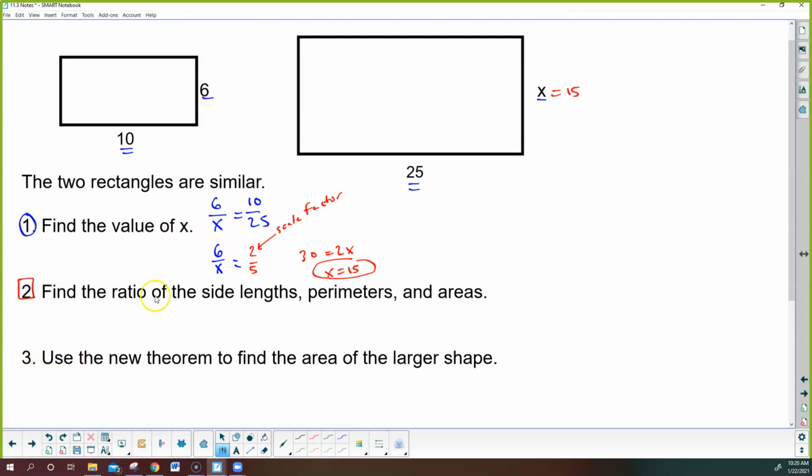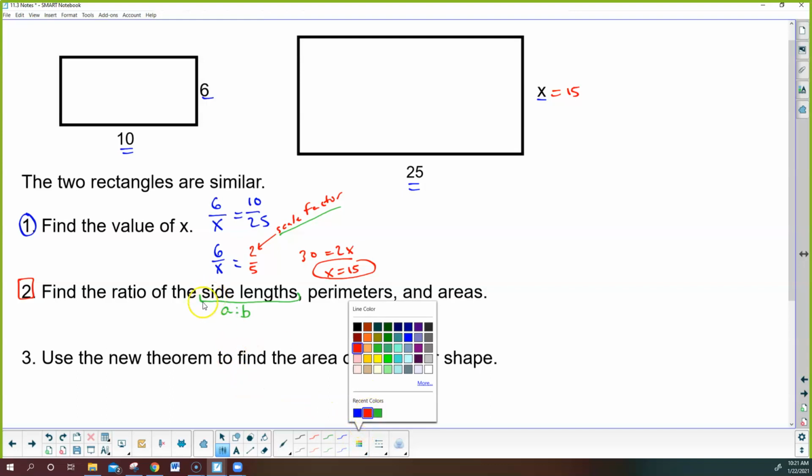But now, the second part says, find the ratio of side lengths. And I want to just kind of go with our thought process we had on the last example. The ratio of sides is your scale factor, right? All that is the A to B. So we know that the ratio of sides is 2 to 5. It's your scale factor.